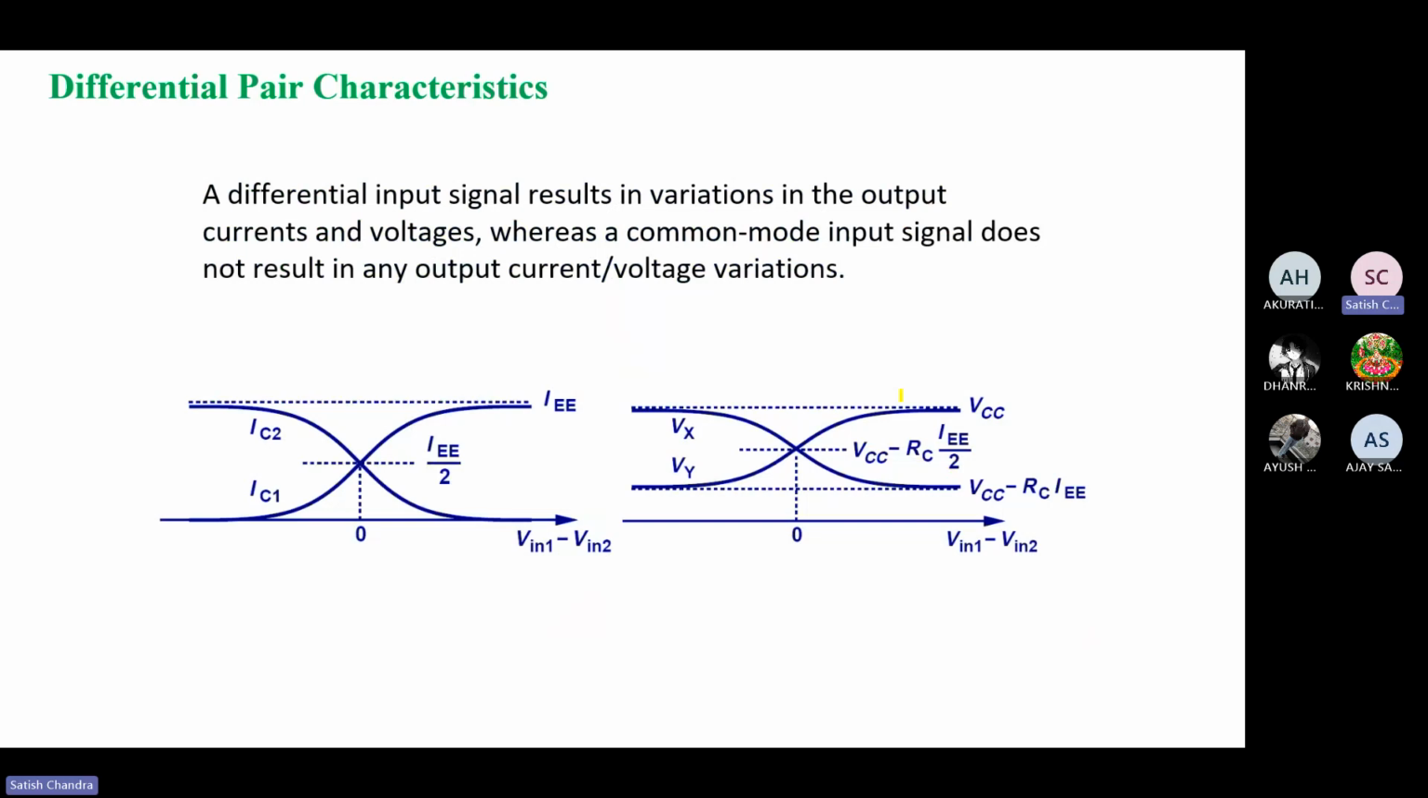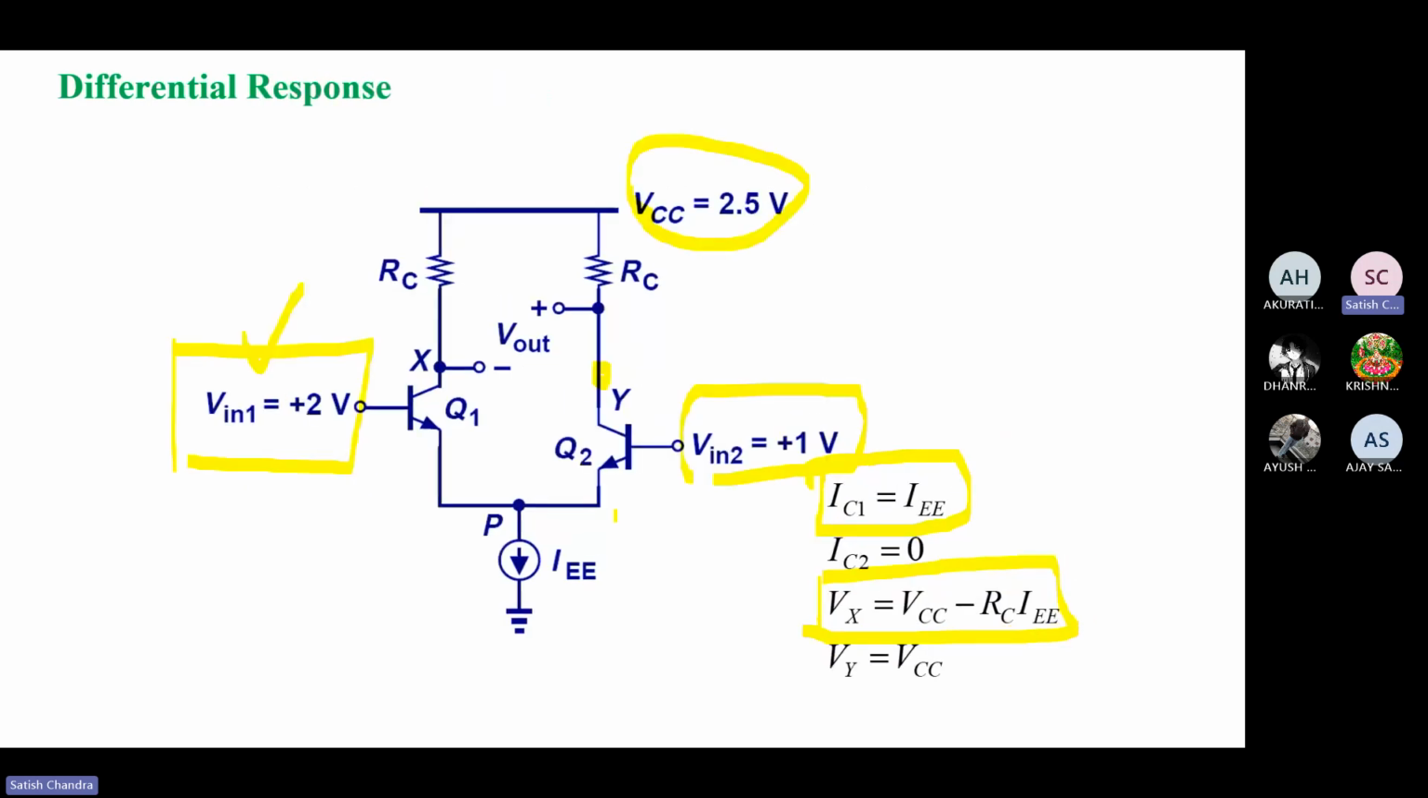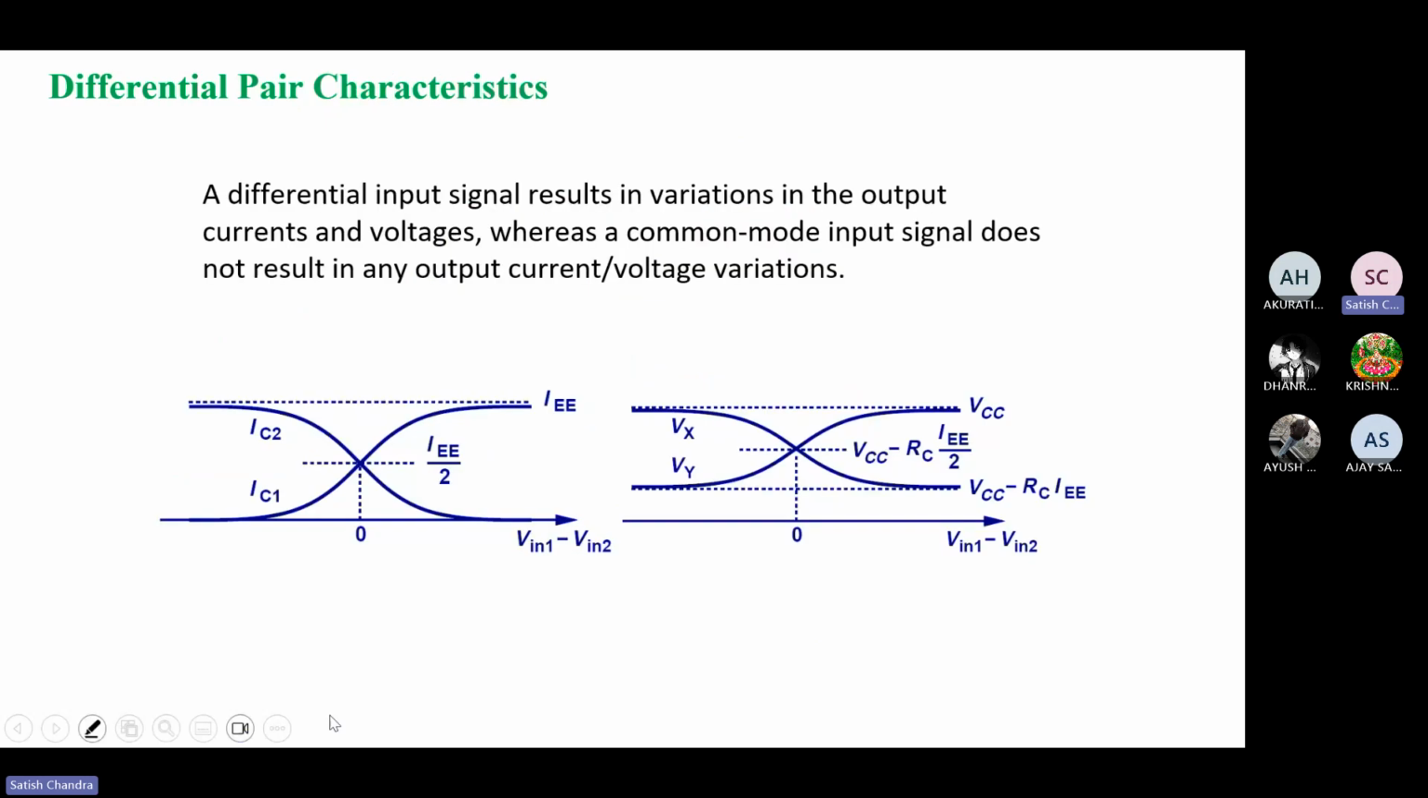Now let's see how this characteristic is going to be plotted when we are changing Vin1 minus Vin2. We have seen from this equation that this equation basically governs this characteristic, and this voltage we have already seen. This is the input and the corresponding current, and this is the input and the corresponding voltage, and how it is going to change across this particular differential output.